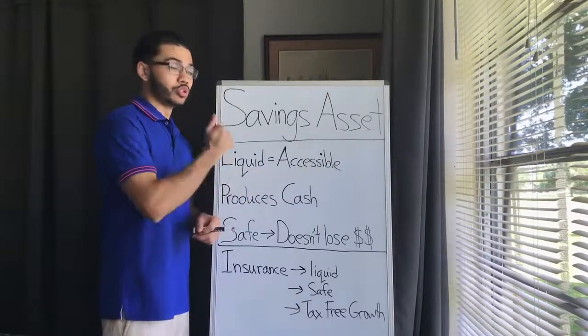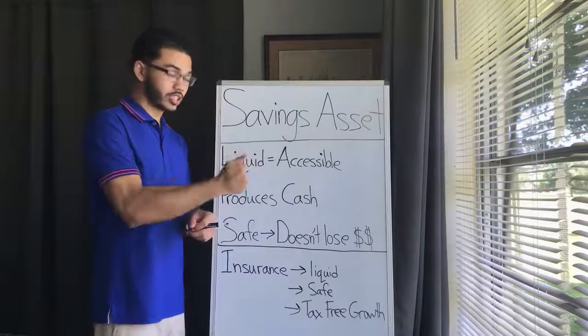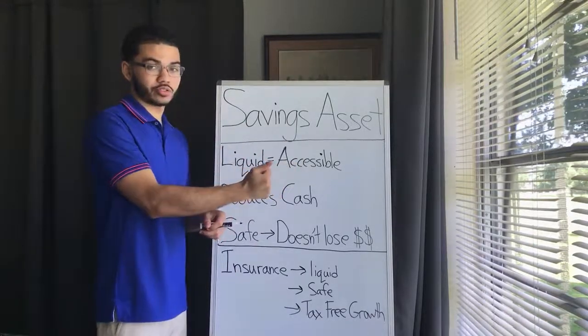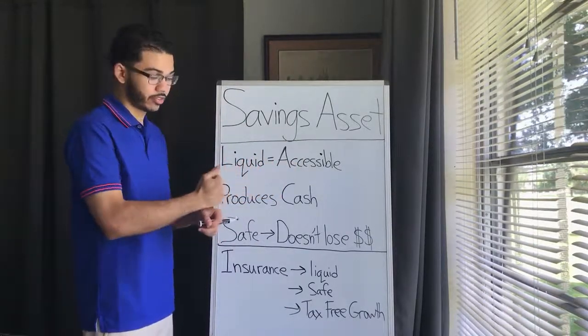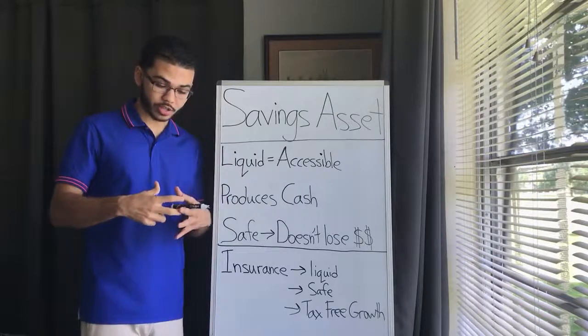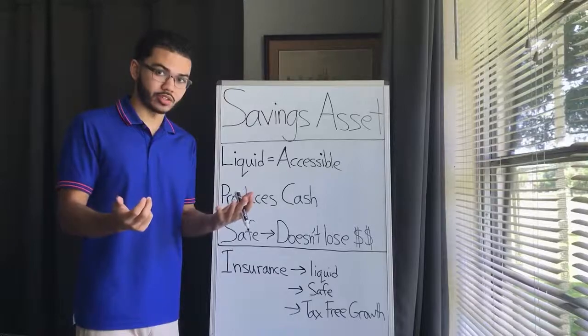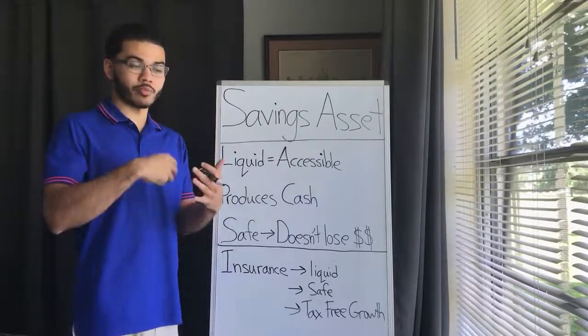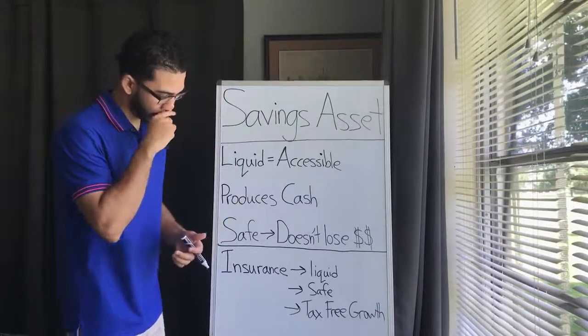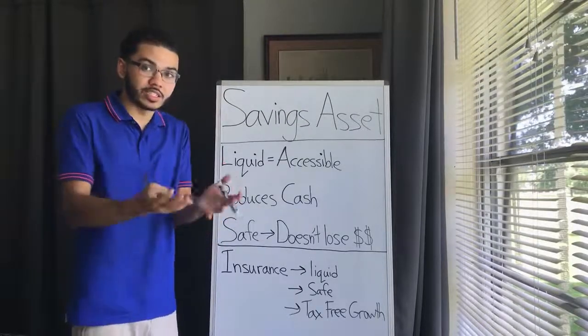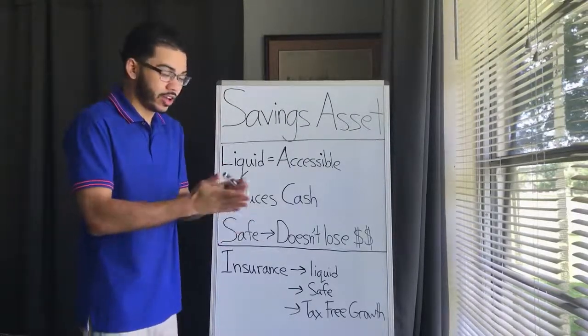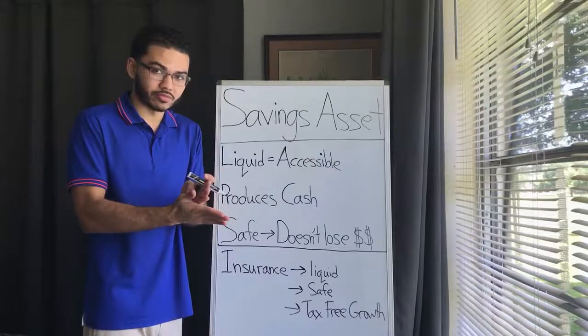It needs to produce more money. It needs to produce cash. That's the whole idea. If I'm going to save money, I want it to grow. I want it to increase its value over time the more I save. And the last component is it needs to be safe, meaning it doesn't lose money.